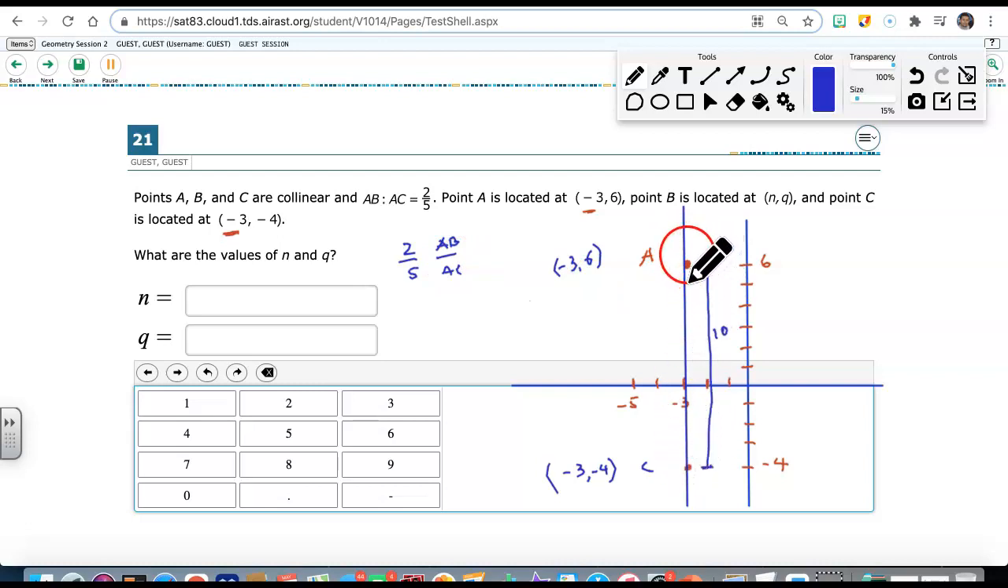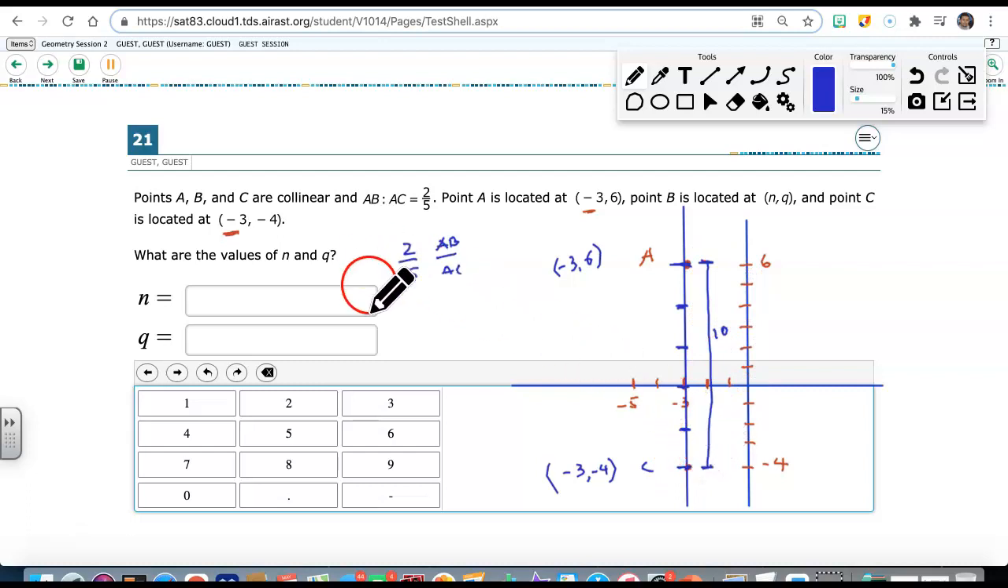So technically I need to divide this into 5 sections. But the whole thing is 10. So every section is going to be 2 pieces. That's 1 section. Another 2 is another section, another 2, another 2. So I have 2, 4, 6, 8, and 10, which is the whole thing.